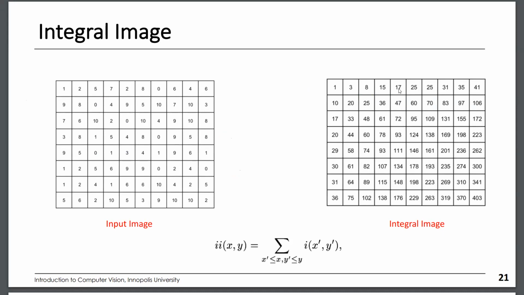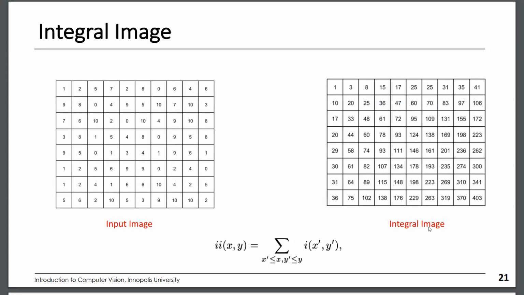Of course, you don't have to do this calculation again and again. The only thing you can do is, while you are building this, you can increase it, right? So this is 1, you put it here, 2 becomes 2 plus this value, 5 becomes 5 plus this previous value, 7 becomes 7 plus 8, 2 becomes 2 plus 15, and so on and so forth, until you finish the integral image. So this integral image gives you the sum of everything before this pixel, right?